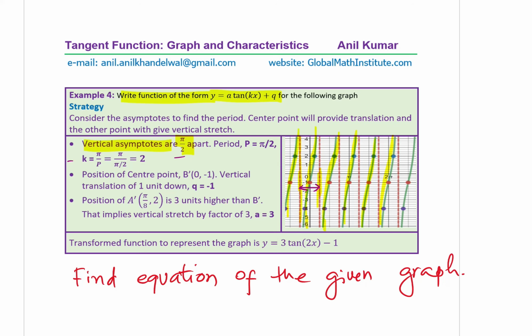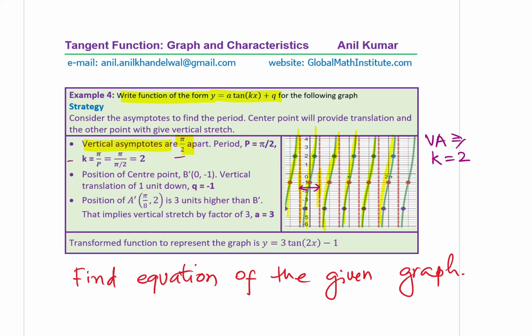And we can find the k value, which is pi by the period. So pi by pi by 2 gives you the k value of 2, right? So the vertical asymptotes give you the k value. Remember this: vertical asymptotes will give us that the k value is equal to 2 in this particular case.